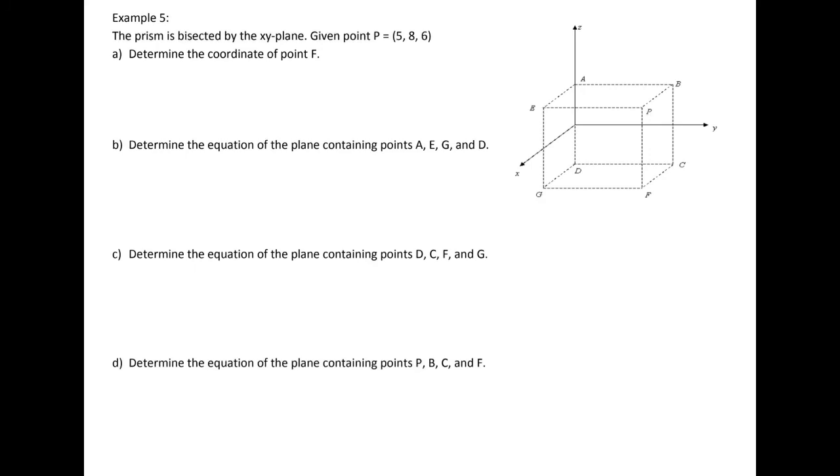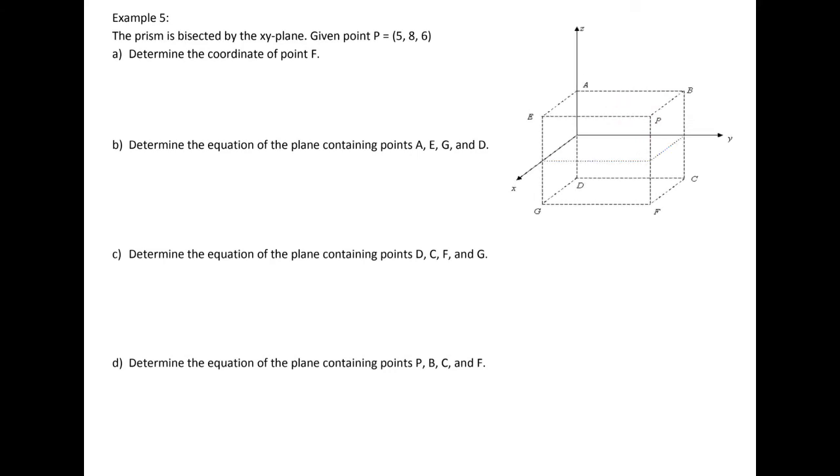Example number 5, it says there is a prism, which is a rectangular box, bisected, meaning cut in half, by the xy plane. And given the point P is at 5, 8, and 6, we're going to determine the following. First, I'm going to use the x-intercept and draw a parallel line to the y-axis. And I'm going to use the y-intercept and draw a parallel line to the x-axis to see where the xy plane is. Next, I'm going to label point P, 5, 8, 6.